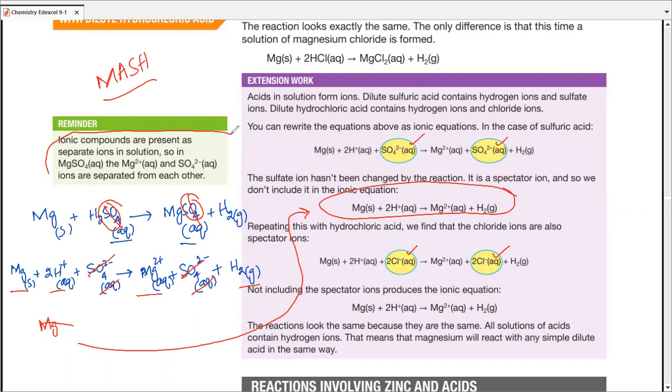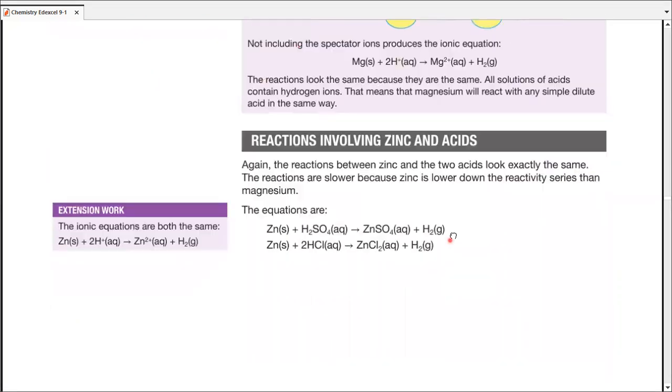Remember, an ionic compound is present as separate ions in solution. Why? Because they get separated and they're actually surrounded by water molecules. That's why we can write them separately too. I hope this is understandable. We have done this kind of practice before. It was just a repetition.